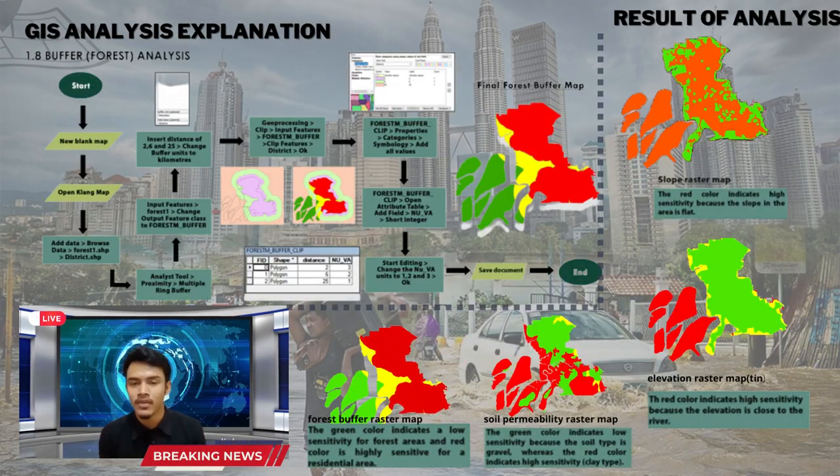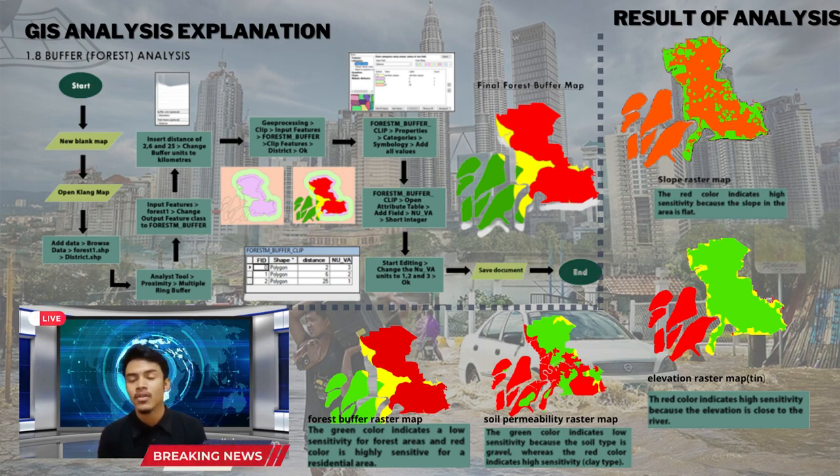Next is forest buffer analysis. The data that we use is forest data and district data. The buffer is generated around the existing forest using distance parameters which are 2 km, 6 km and 25 km, used to identify the flooding area.